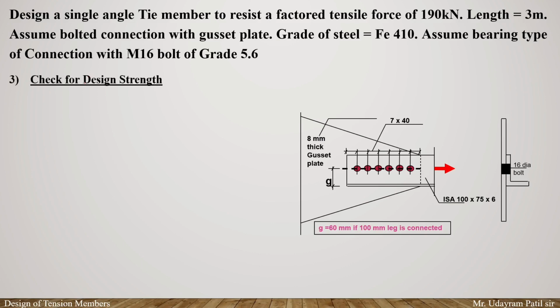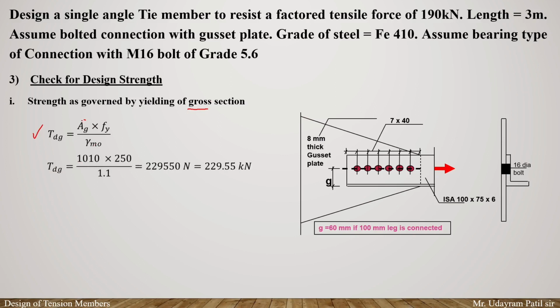So first, the next step will be to check for the design strength. First, the check for the design strength will be the Tdg, that is the strength governed by the yielding of the gross section. Whatever your section is, we will consider its yielding. Now again we know the formula of the Tdg. I think everyone knows the formula: Tdg equals Ag multiplied by Fy divided by gamma m0.